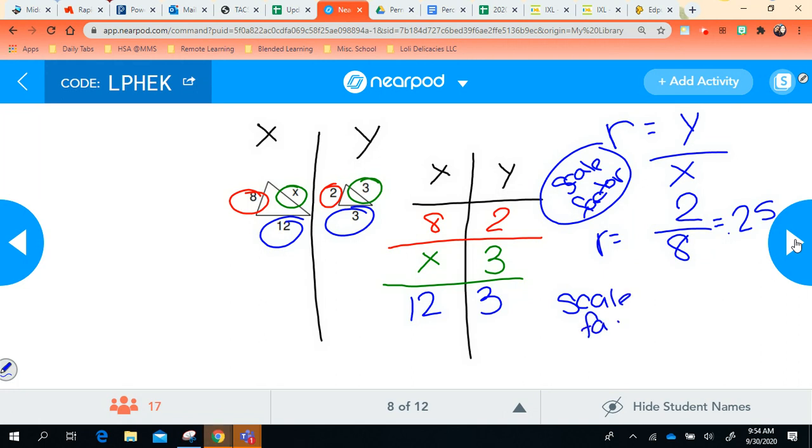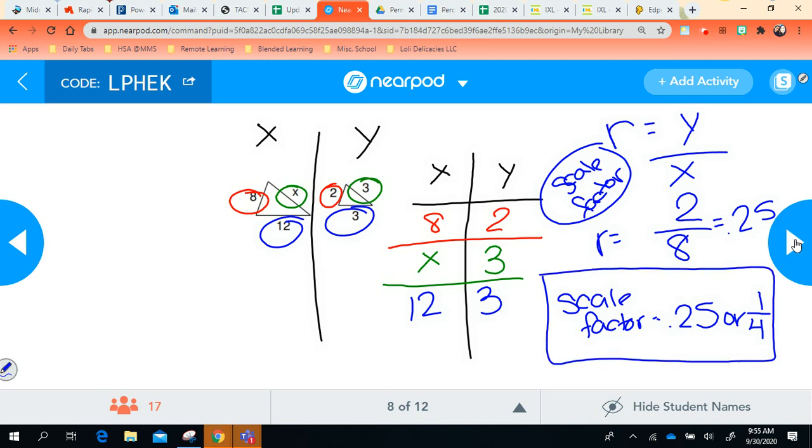Our scale factor, and I'm going to write it here with those same words. Our scale factor is 0.25 or 1/4. So it is okay if you write it as a fraction. 1/4 or 0.25. Make sure you write it down.